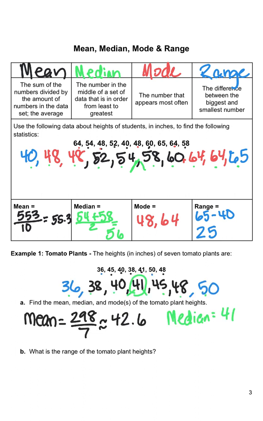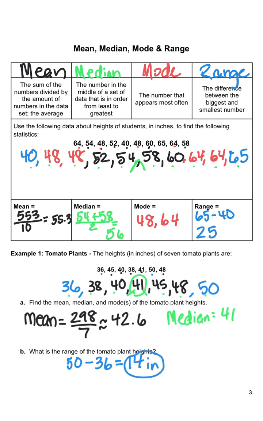Okay, so far I have put my data in order from least to greatest, which the max is 50 and the min is 36. So the maximum number is 50, the minimum number is 36, which gives us a range of 14. So a little bit more than a foot is the range in these tomato plants.